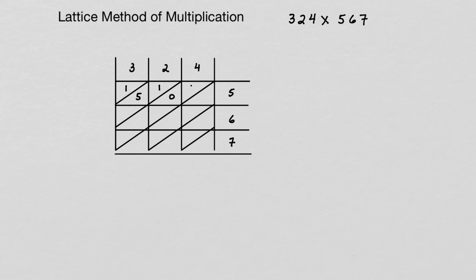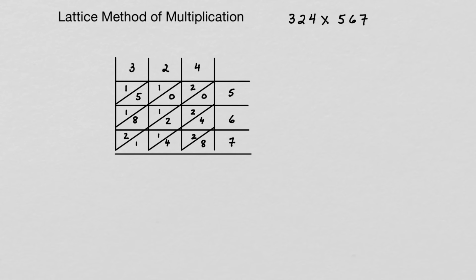So 4 times 5 is 20. 3 times 6 is 18. And I can do this in any order. If I want to skip to 4 times 7, I can do that and get 28. But I'm going to keep going here. 2 times 6 is 12. 4 times 6 is 24. And so all I have to think about each time is what is the product of these two numbers. I don't have to worry about carrying over to the next place value or anything like that. And then I get 2 times 7, which is 14.